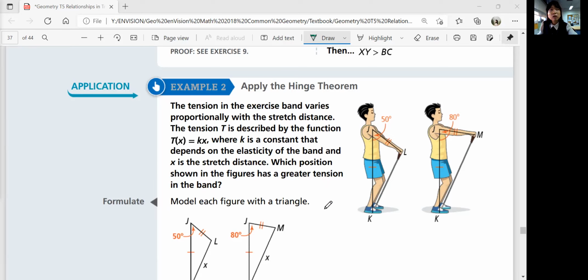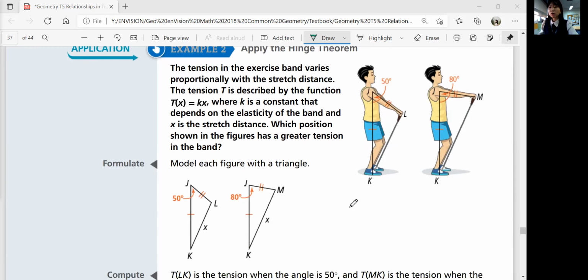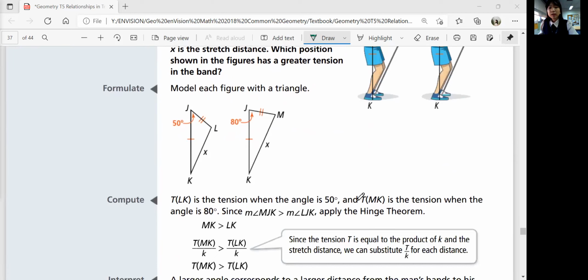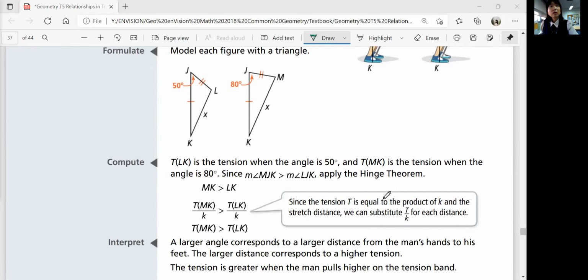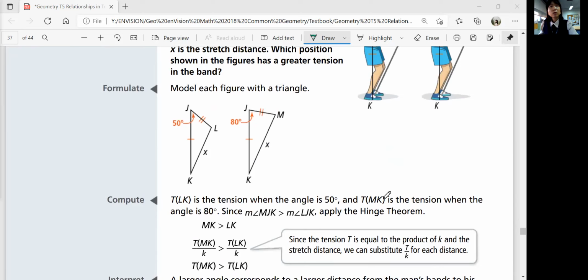So first, you can model each figure with a triangle. This triangle has a smaller angle between the person's body and the arms. And this triangle has a greater angle between the person's body and the arms, right? And so draw those two triangles here. And then you figure out the calculations, and then you can compare them.